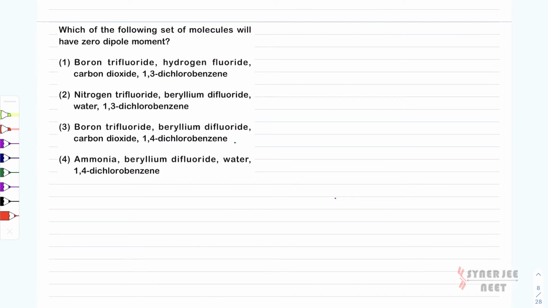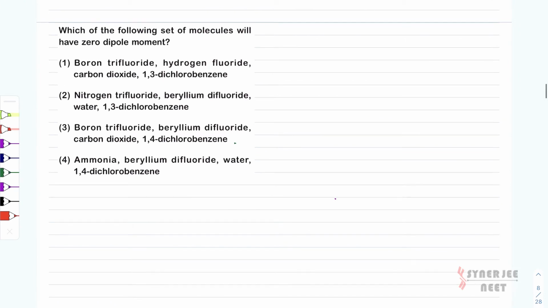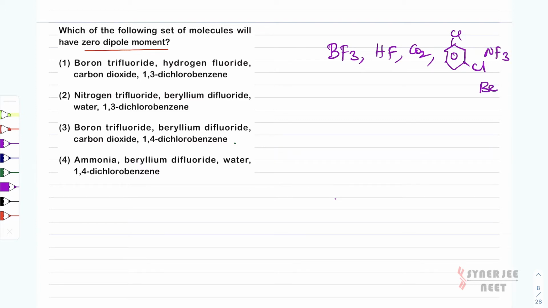Which of the following sets has zero dipole moment? Zero dipole moment means the net dipole moment of the molecule is 0. For example, here certain compounds are given: BF3 and HF, carbon dioxide, and 1,3 dichlorobenzene, and nitrogen trifluoride, and beryllium difluoride, water. So these are the compounds given, and ammonia.